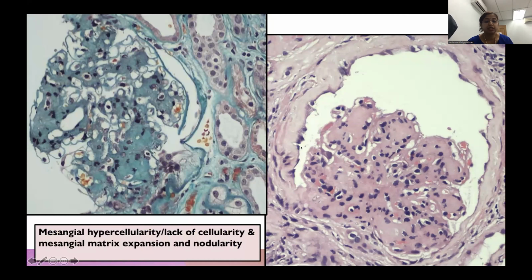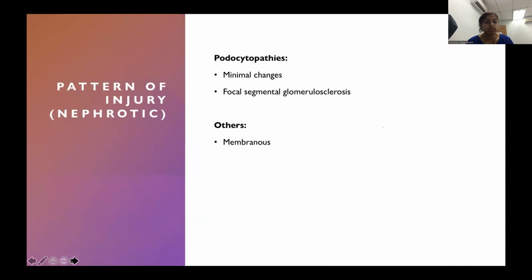Okay, so this is another thing that you can highlight. So these are the additional findings you can put in your report. Now, other patterns of injury which are nephrotic. So now we've come to the last part of the pattern, which is the pattern of injury in the glomerulus, where I've actually just stressed more on the GN part of it, just to not miss out a little bit on the podocytopathies and others.